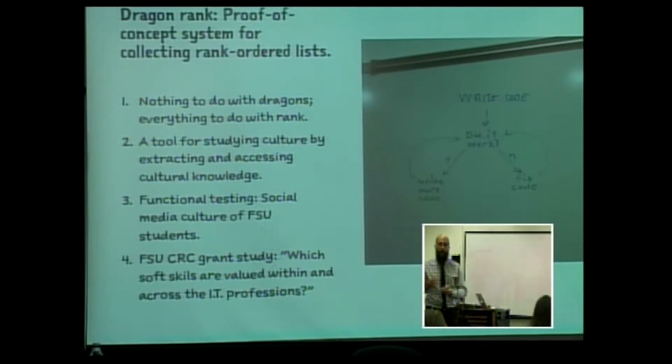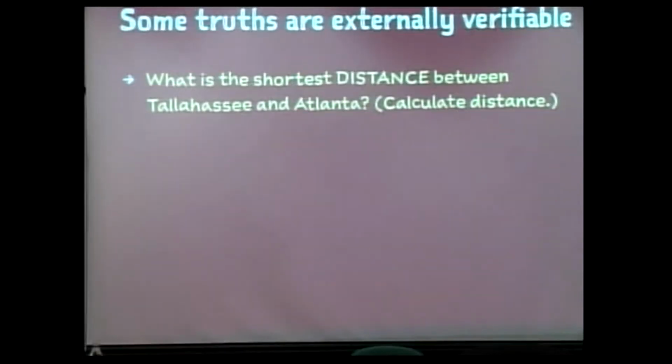So when we study any professional culture, some things are externally verifiable. There are things you need to know to do this, but oftentimes that truth isn't externally verifiable. There are certain kinds of truths about social media use and soft skills in professional communities that are not externally verifiable in that sort of positivist way. And don't worry, we're not going down that positivist route. But there are questions like, what is the distance between Tallahassee and Atlanta, that are externally verifiable. We can measure that distance.